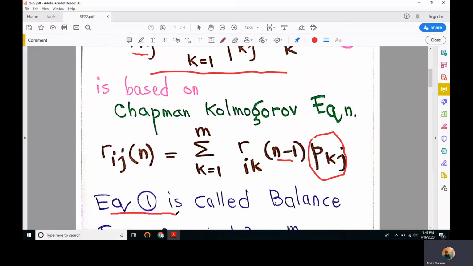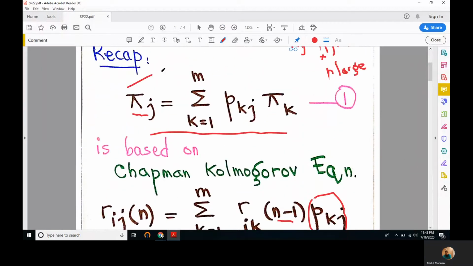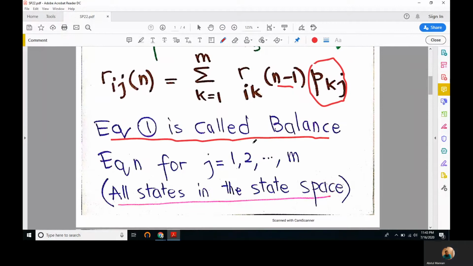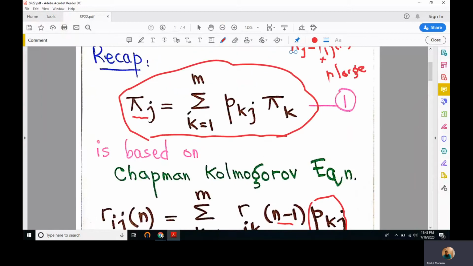So in this lecture, I'm going to tell you that this equation number 1 is also called the balance equation. This equation that we studied in last lecture is called balance equation. Why do we call it balance equation? Balance equation for all possible values of the states, where m is the total number of states in the state space of our Markov chain. So for all states j, this equation number 1 is the balance equation. Why do we call it balance equation?